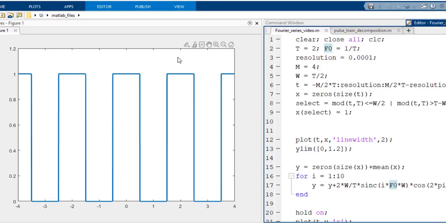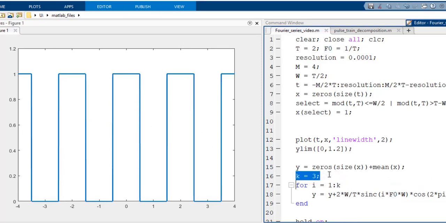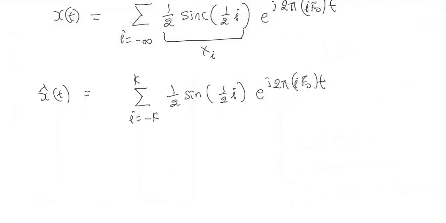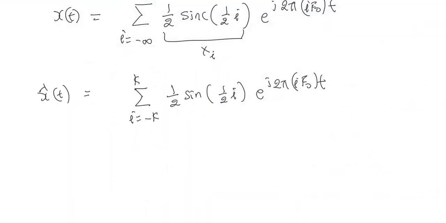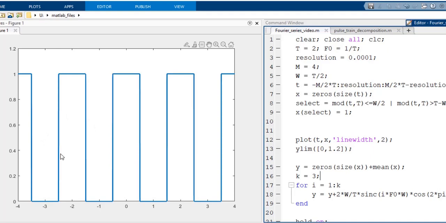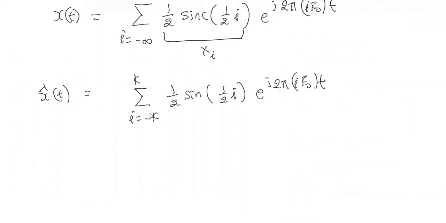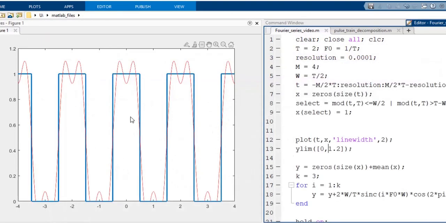So this is our original signal, x of t. This variable k here controls the k in this summation. Let's run the script and see how the reconstructed signal for k equal to 3 will look. I'm going to superimpose the reconstructed plot on this. So the signal in red is the summation, right? Note that this is supposed to be an infinite summation, but even just for i equal to minus 3 to 3, I get back almost the original signal. Well, there's a little distortion, but it's not a bad reconstruction.